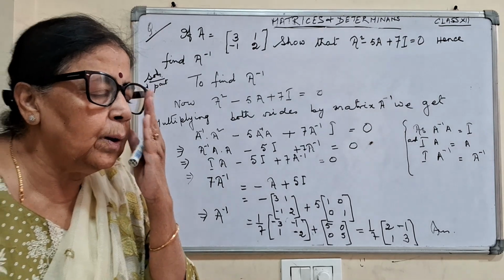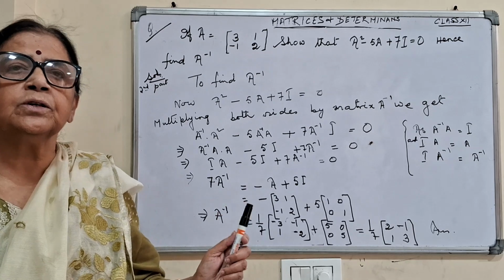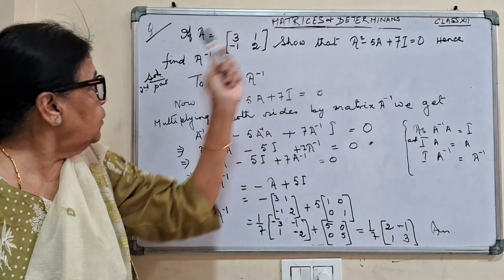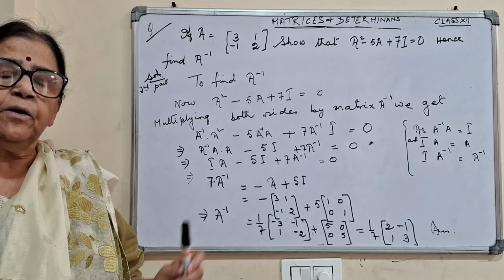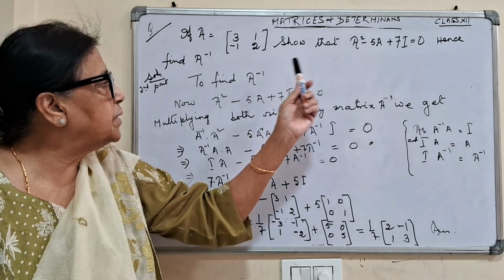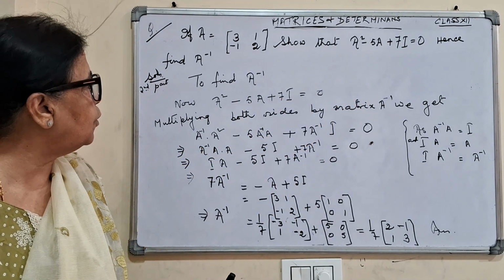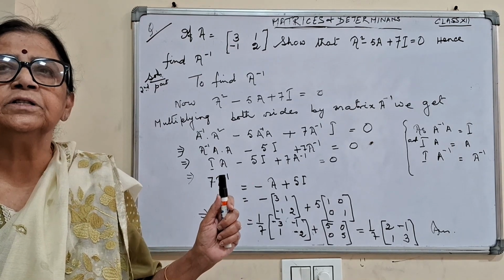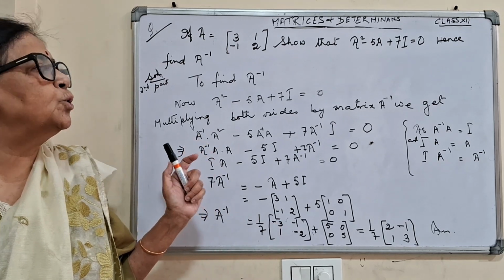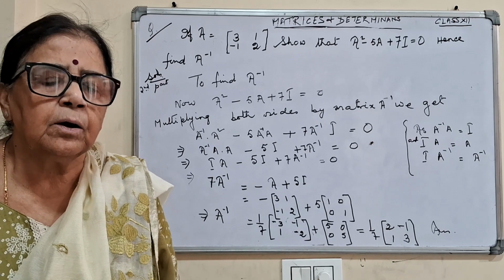Now you will ask me, why didn't you do it at the beginning? Because they wanted me to do this first, then we do this. But if they directly give you the question that A square minus 5A plus 7I is equal to 0, then find A inverse, then directly you will do it from here. You don't have to prove that, because they have already told you.